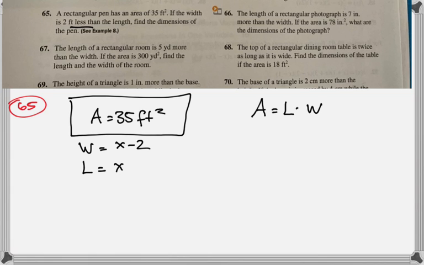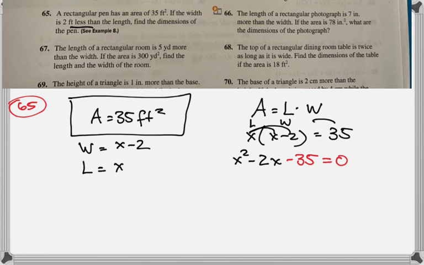Area is length times width. So length times x minus 2 width equals 35. That is the equation. You have to write the equation down. You will not get any credit if you just say 5 and 7. So now we got to solve this. X times x is x squared. X times negative 2 is a negative 2x. And we're going to bring the 35 over and say minus 35 equals 0.